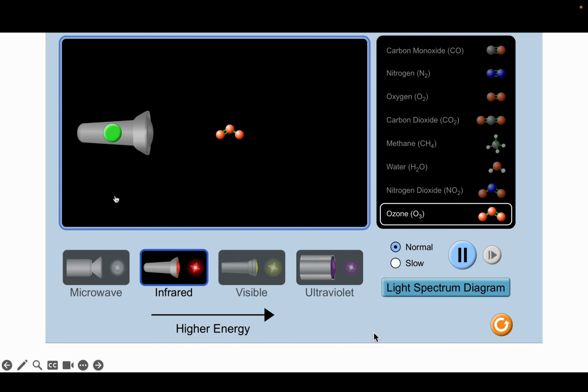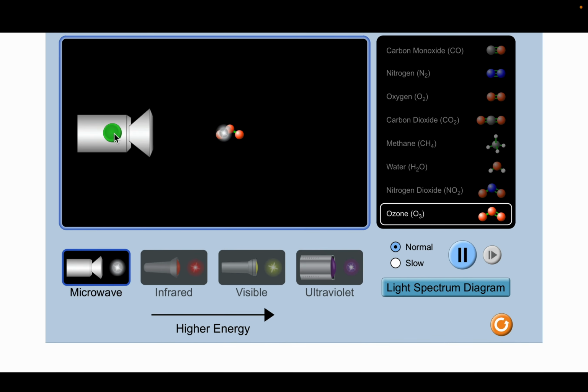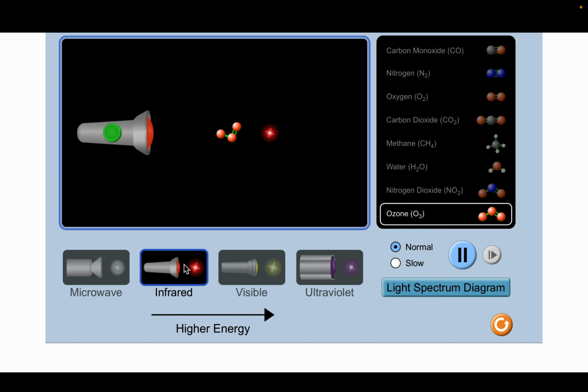So we're going to go through and use ozone with all the different forms of electromagnetic radiation listed. We'll start with microwaves. We'll move to infrared. Visible light. Ultraviolet.